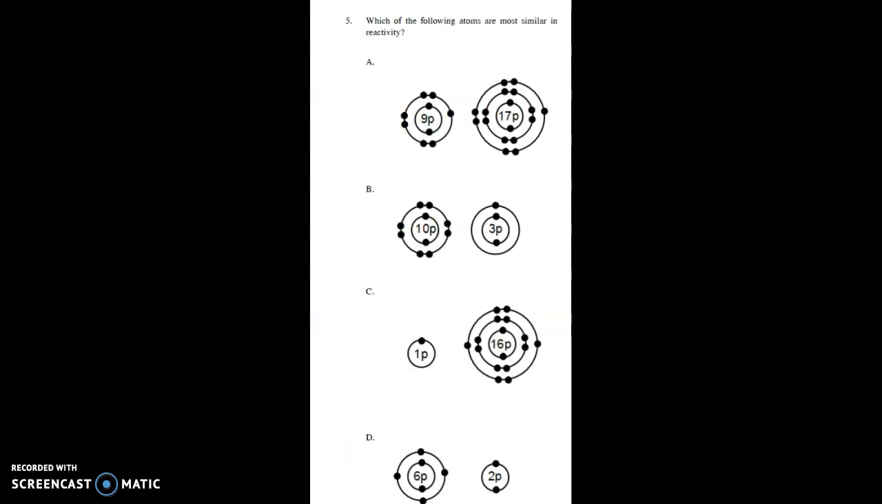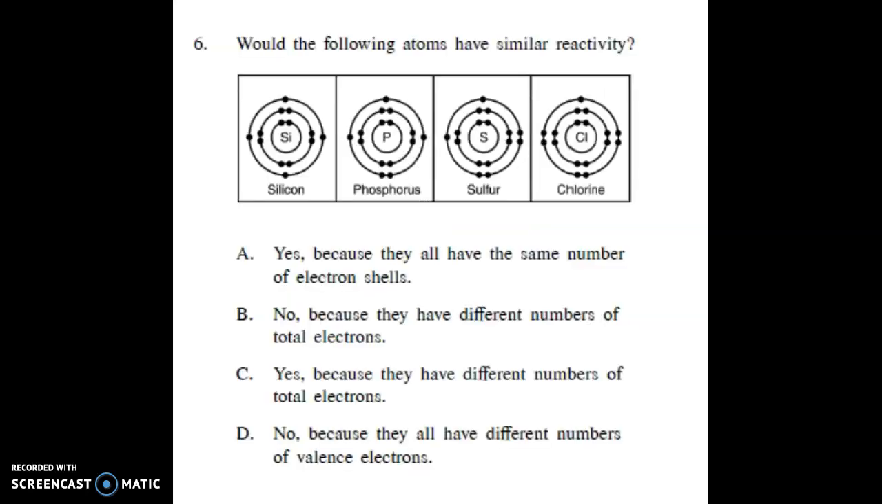Question 5. Which of the following atoms are most similar in reactivity? Question 6. Would the following atoms have similar reactivity? A. Yes, because they all have the same number of electron shells. B. No, because they all have different numbers of total electrons. C. Yes, because they have different numbers of total electrons. D. No, because they all have different numbers of valence electrons.